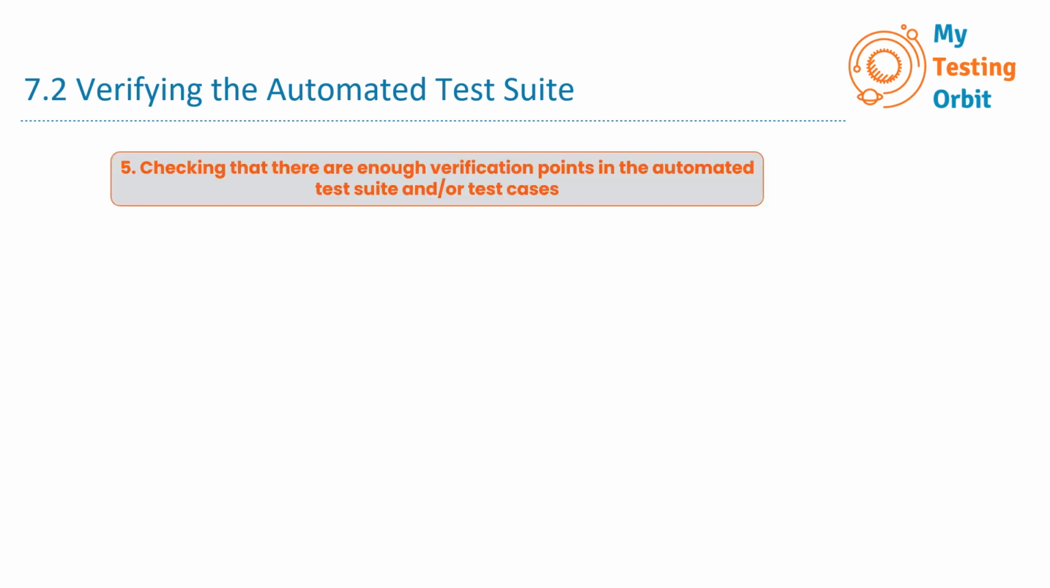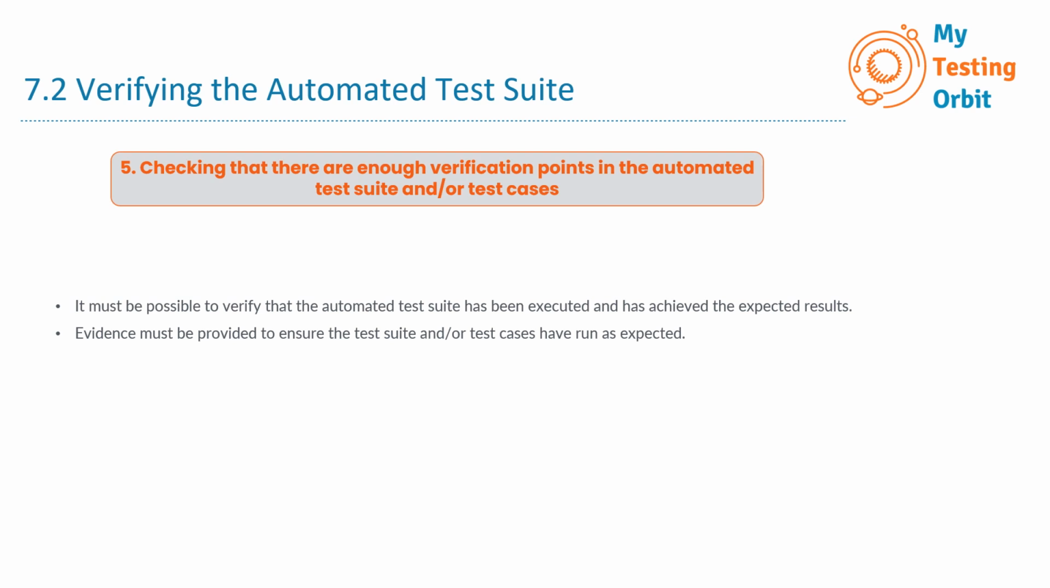And the last one is checking that there are enough verification points in the automated test suite and/or test cases. The first point is it must be possible to verify that the automated test suite has been executed and has achieved the expected results. So this is important because it builds trust that the testing process is reliable and the software is working correctly.